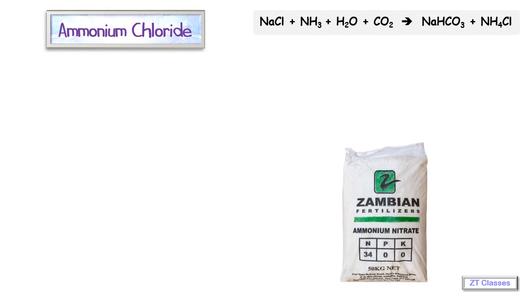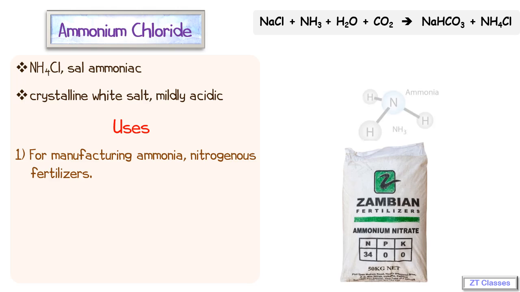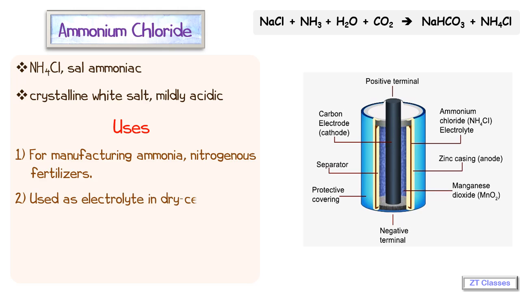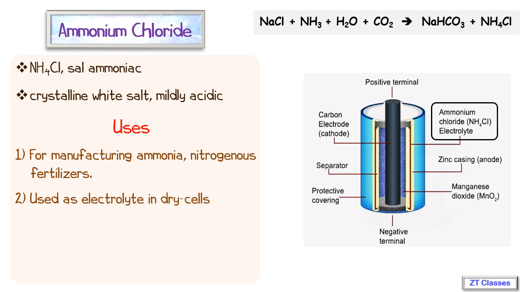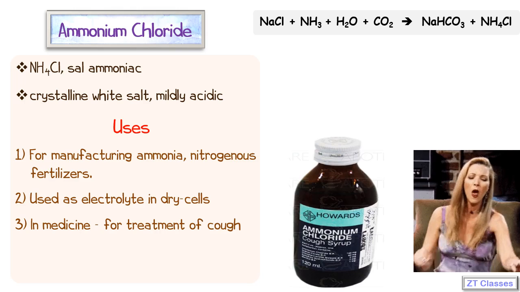In the Solvay process, the next product which we are getting is ammonium chloride. It's in the form of a white crystalline salt. It is slightly acidic in nature, and its primary use is to manufacture nitrogenous fertilizers, which are ammonia based fertilizers. So the raw material used is ammonium chloride. Ammonium chloride is also used as an electrolyte in dry cells. It's also extensively used in treatment of cough.